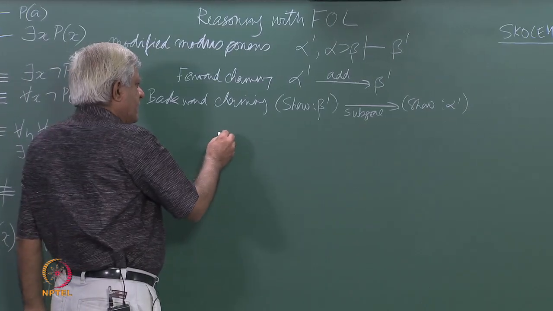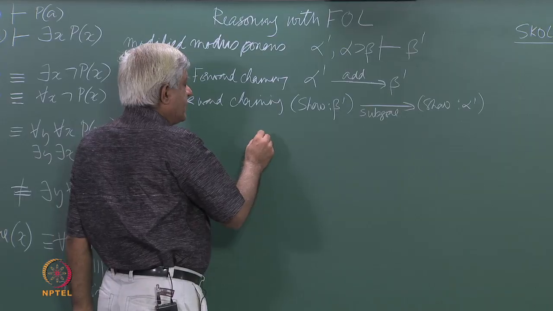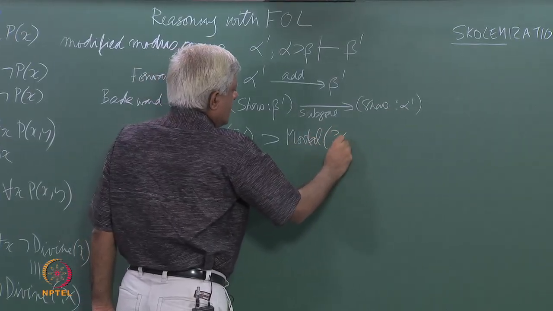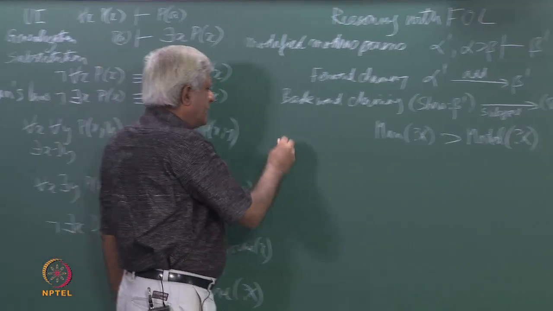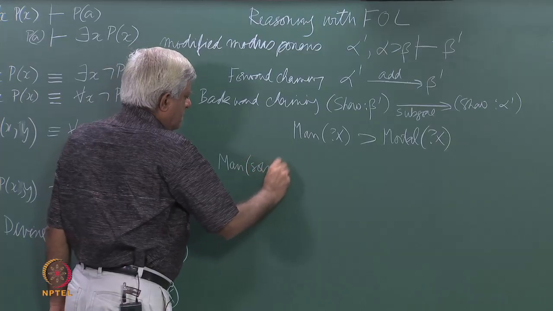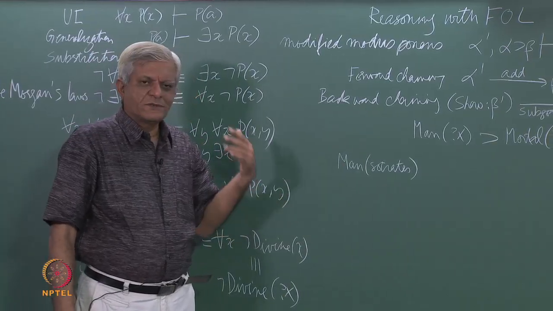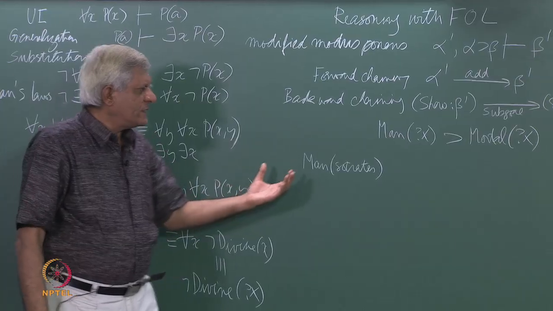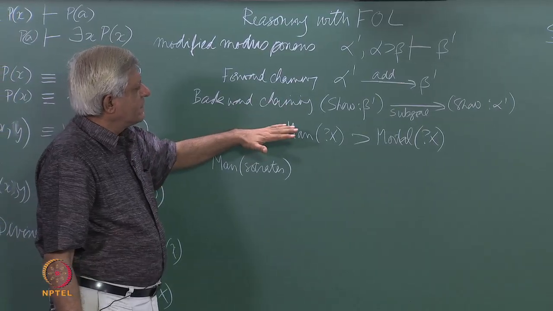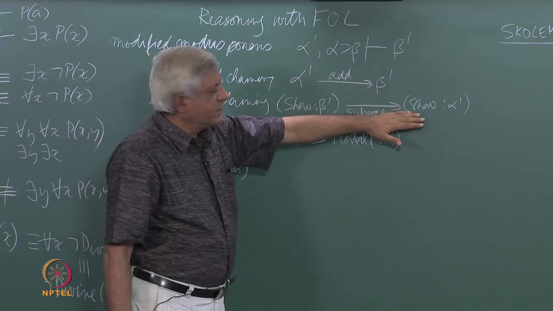So, if we have our original Socratic argument which said that man x implies mortal x, and in our database, so this is there in the database and this is there in the database, which is man Socrates, and of course, we may have other data, but let us ignore that for the moment, and you wanted to show that mortal Socrates is true, then forward chaining would apply this modified modus ponens rule in this form, whereas backward chaining, we have not written it in this form, but it says that with show beta prime and with alpha implies beta, you can reduce it to show alpha prime essentially.